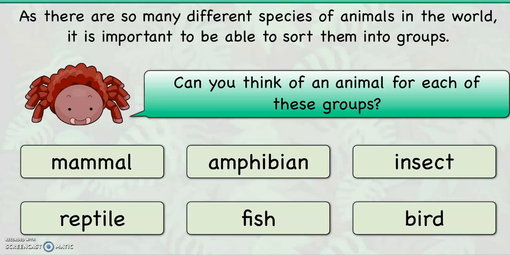So now pause the video and have a look at the animals maybe that you've already written down and see whether you can match up any of those to the different species that you can see in front of you. So now we're going to play a little game and you're going to see whether you can match the different species of animal to the characteristics that I'm going to describe.